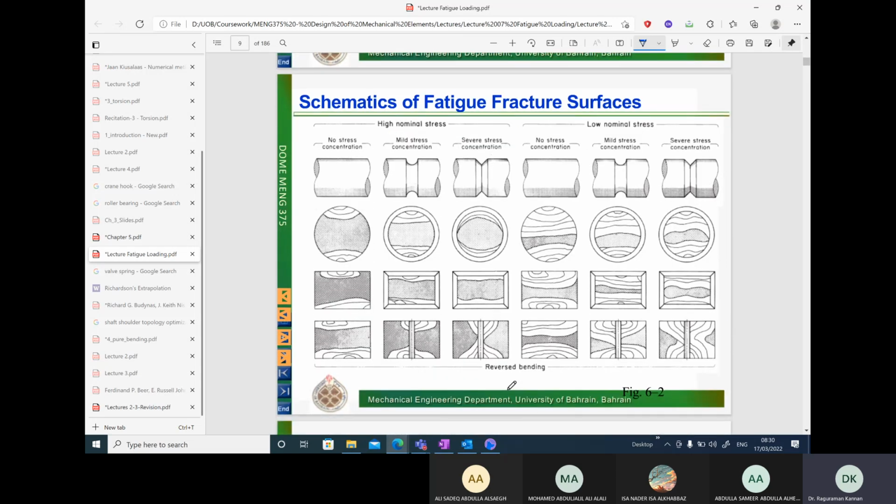So this is for completely reverse bending. Again, you can see beach marks on two sides. It indicates we have reverse bending.